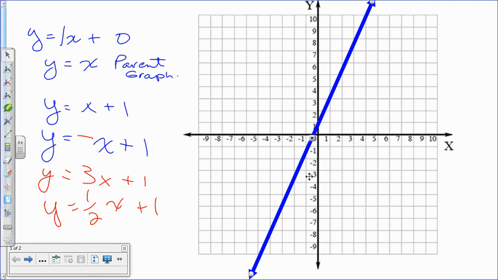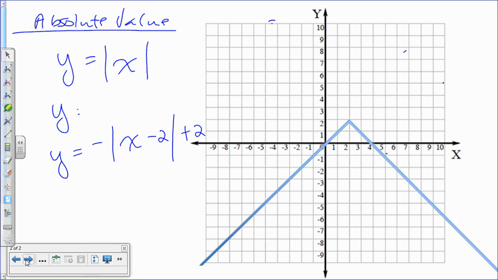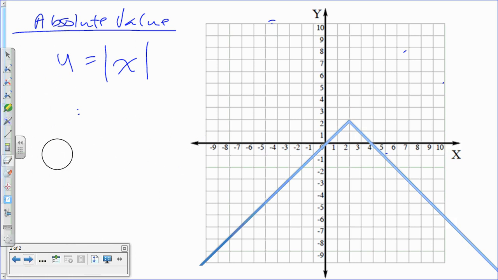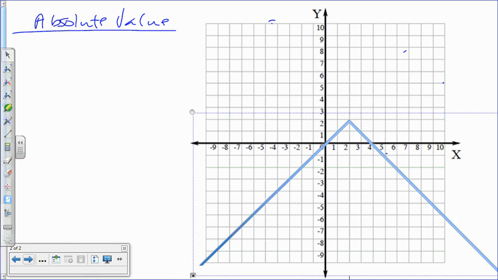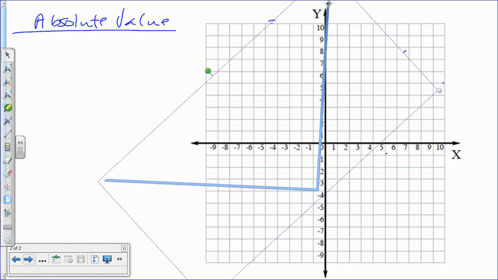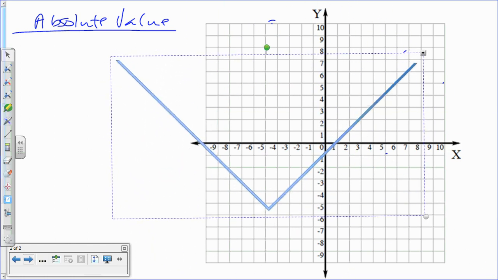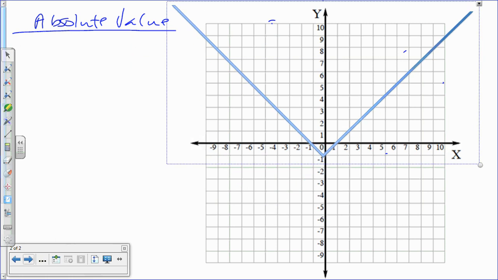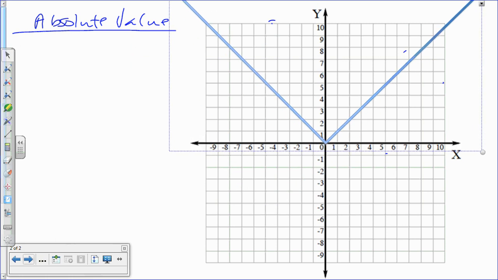Okay? Does everybody see how that works? Okay, next slide. Okay, write this at the top: absolute value. This is 4.7. This is kind of what you're going to do today on your notes, but I want to go over it, just touch on it briefly, so you can see it visually what's happening.